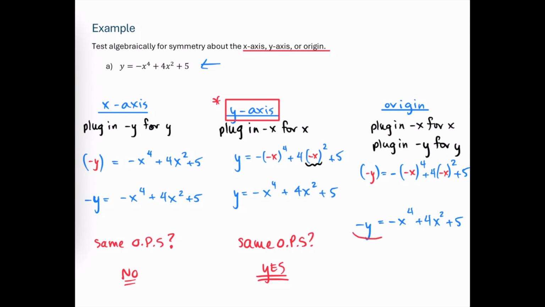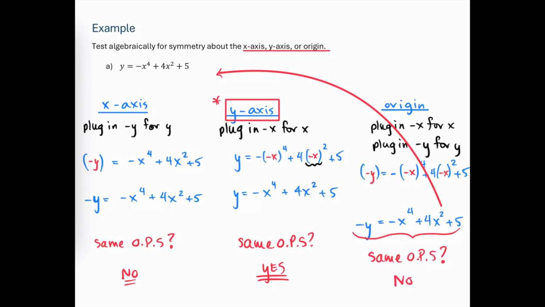So after we've simplified, we're going to compare this back to the original equation to see if it has the same collection of ordered pair solutions. And this time again, our answer is going to be no. Because notice our left-hand side did not change at all from the original, but the right-hand side did. The right-hand side went from positive y to negative y, and that's a totally different equation than what we started with. So the graph is going to be different once we flip it over the origin.